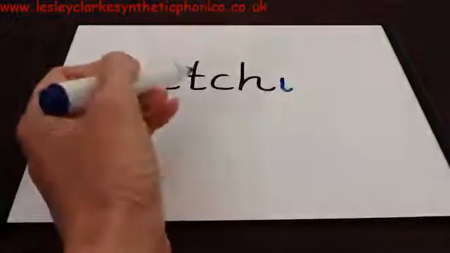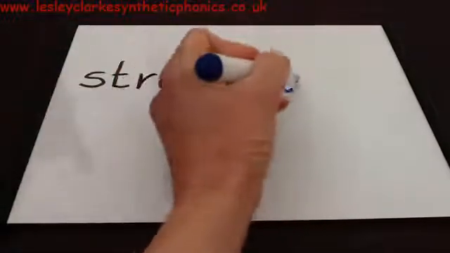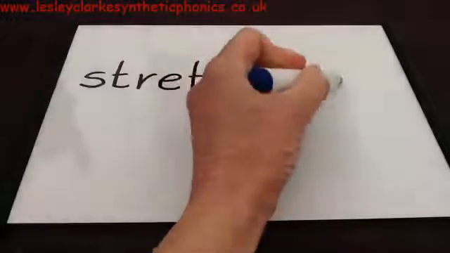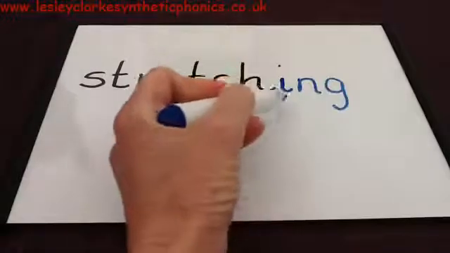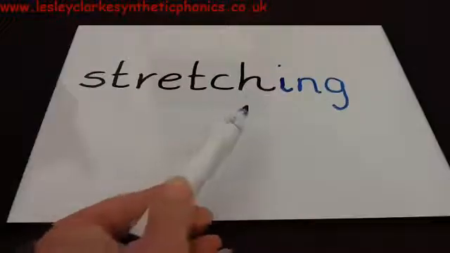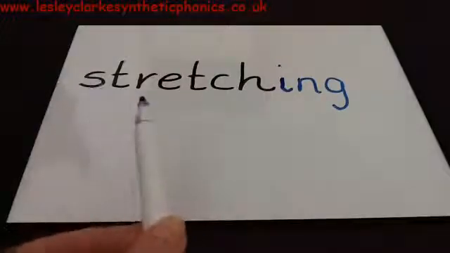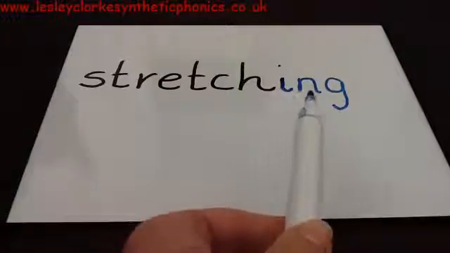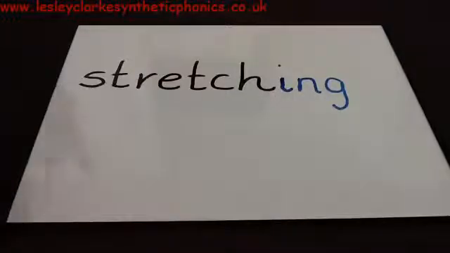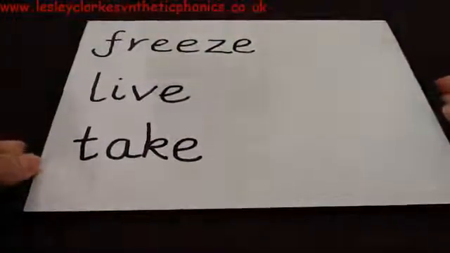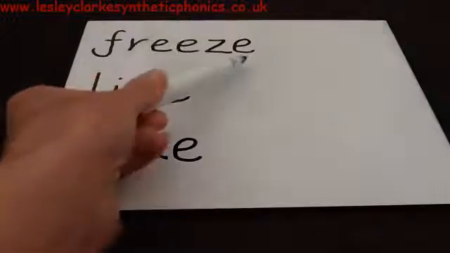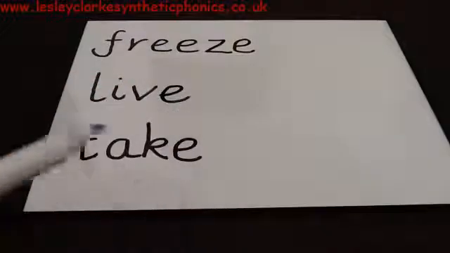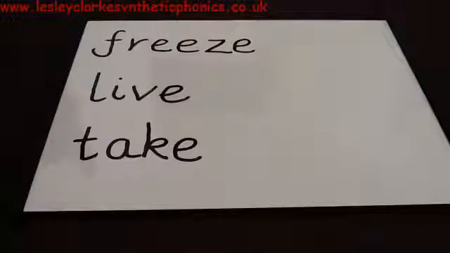We're just going to add I and now we have stretching. So most root words, most little words that we start with, we just add ing on the end. Let's look at some different types of root words. So these three little root words have all got a letter E on the end of them. So watch what happens when I change these root words and add ing.